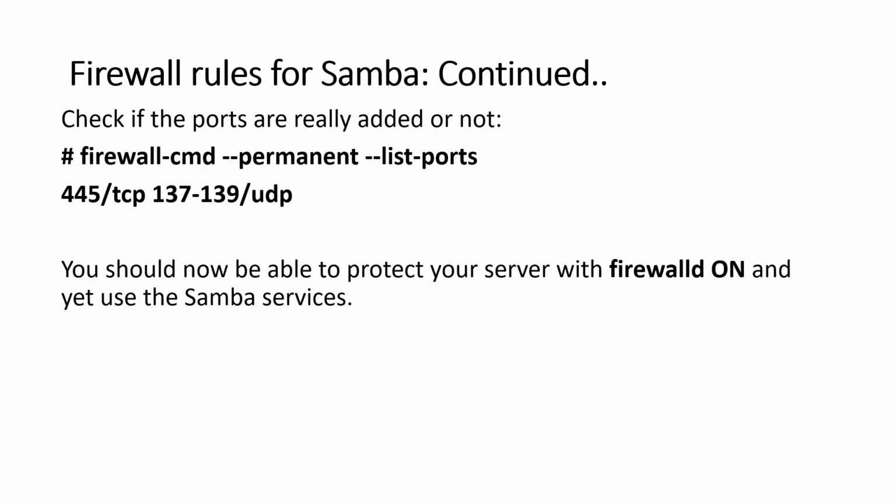Now check if the ports are really added or not. firewall-cmd --permanent --list-ports, and the output we get is 445/tcp 137-139/udp. You should now be able to connect to your server with firewalld on and yet use the Samba services.